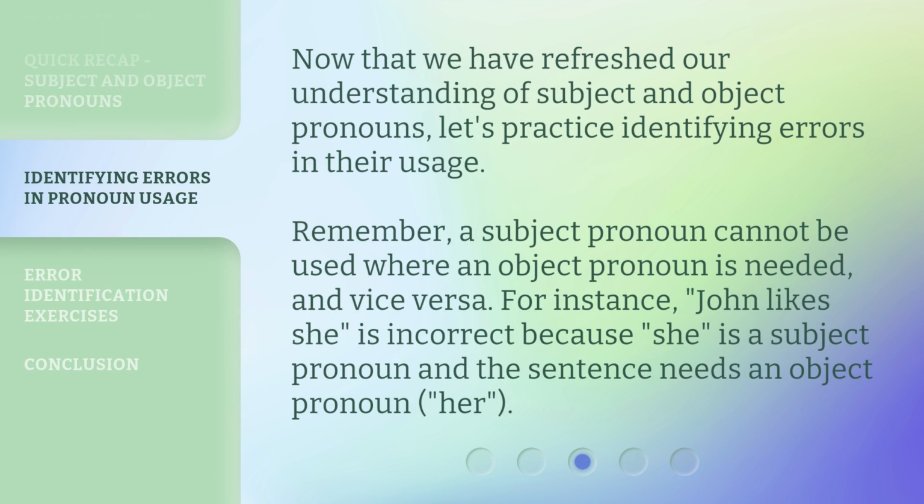Now that we have refreshed our understanding of subject and object pronouns, let's practice identifying errors in their usage. Remember, a subject pronoun cannot be used where an object pronoun is needed, and vice versa. For instance, John likes she is incorrect because she is a subject pronoun and the sentence needs an object pronoun, her.